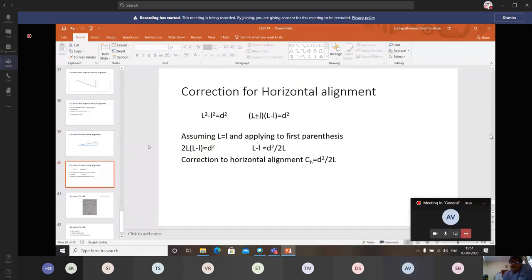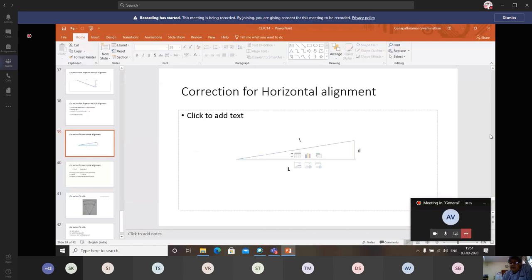Doesn't matter. So what I do is L plus l, because a square minus b square. This L plus l, since the difference is small, I take approximately as 2L. 2L into (L minus l) is approximately equal to D square. So L minus l equals D square by 2L. So correction is D square by 2L. The same formula, but the capital L should come here and the small l should come here. I have made a mistake, but you correct it yourself. But this is the horizontal alignment.